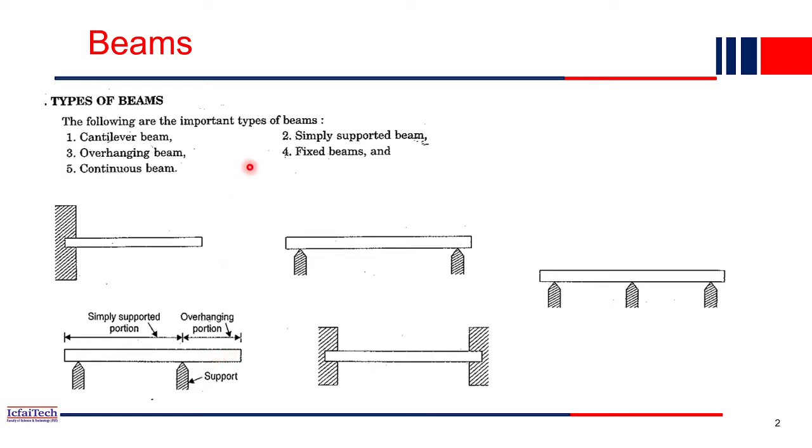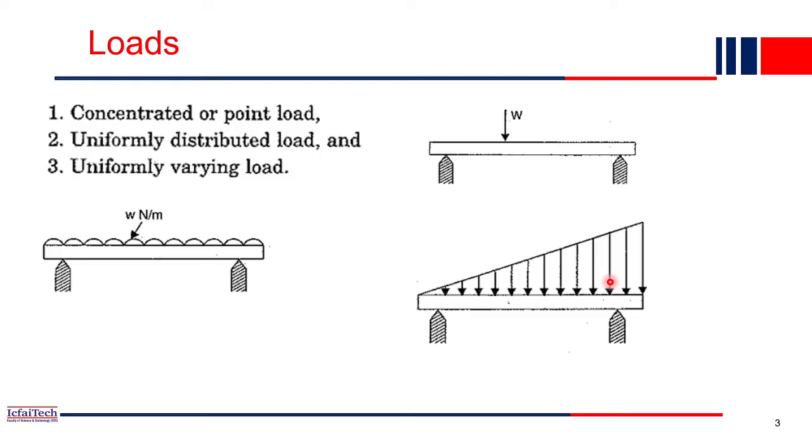Then similarly we have number 4, that is the fixed beam. When both ends of the beam are fixed, meaning embedded in a wall, like typically all the structures, maybe where you are sitting, it may be a multi-story building. In that case the beam may be a fixed beam where you are sitting. So when both ends are fixed, we call it a fixed beam. And then we have the last type of beam, that is the continuous beam. When the beam is continuing over two or more supports, then we call it a continuous beam.